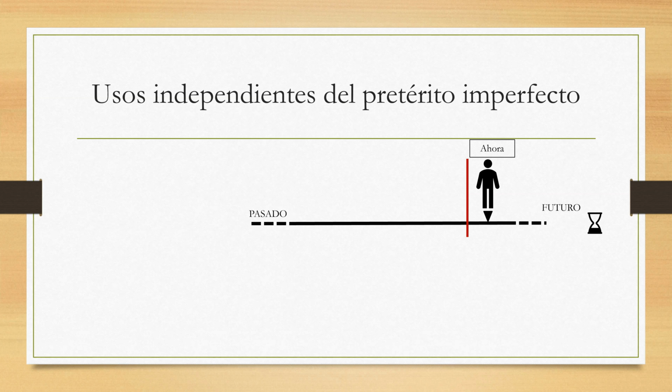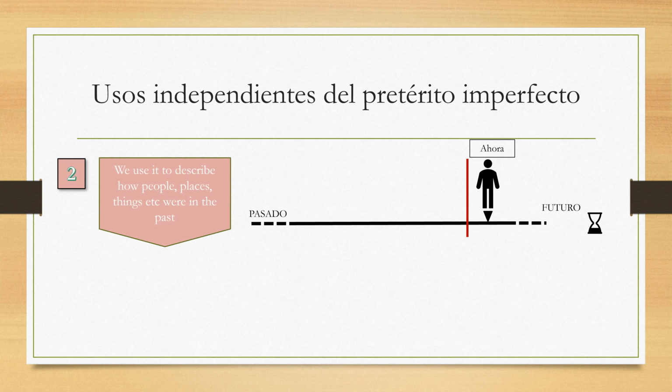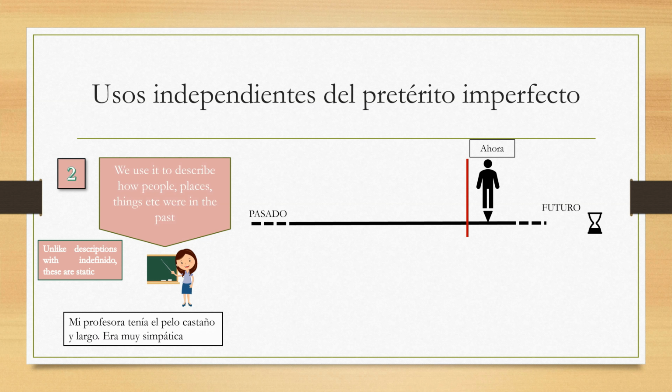Second way to use this past tense. We use it to describe how people, places, things, etc. were in the past. I include here that unlike descriptions with indefinido, these are static. I will explain what's the difference. Let's take a look at this. Mi profesora tenía el pelo castaño y largo. Era muy simpática.